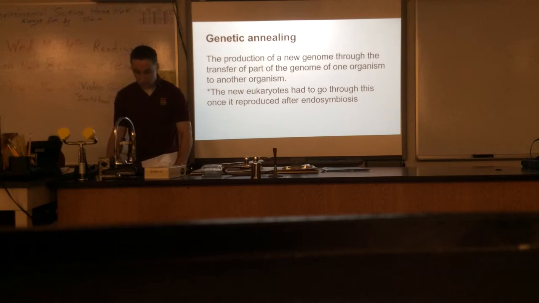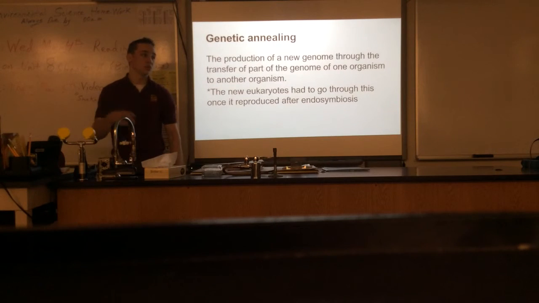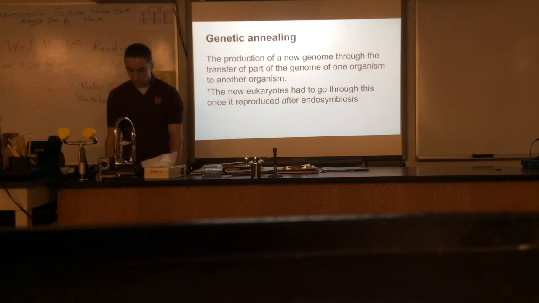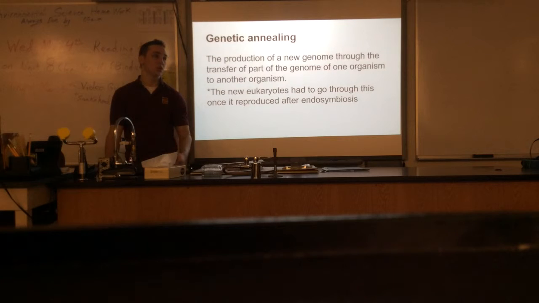Genetic annealing was after endosymbiosis, how the new eukaryotes that were made were able to replicate. They were able to put together a new genome, which is the production of a new genome through the transfer of part of the genome of one organism to another organism. The two organisms would be the one that engulfed the other through endosymbiosis, and the eukaryotes had to go through this process once produced after endosymbiosis. They had to merge their DNA together in a way, and create a new genome to be passed on once the cell reproduced.